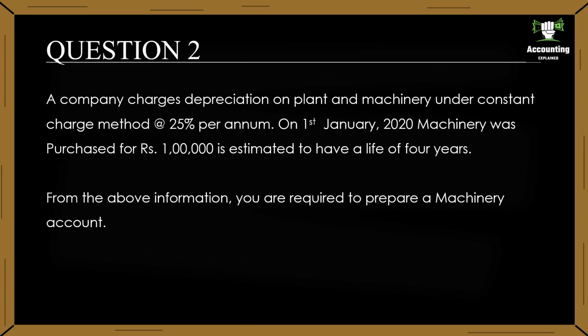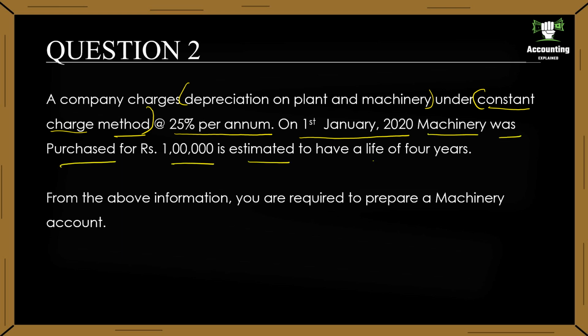Question 2. A company charges depreciation on plant and machinery under constant charge method. Another name for straight line method is constant charge method. The rate is 25% per annum. On 1st January 2020, machinery was purchased for rupees 1 lakh and is estimated to have a life of 4 years. From the above information, you are required to prepare a machinery account.